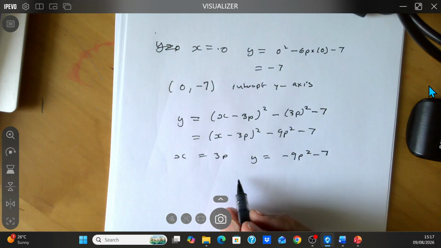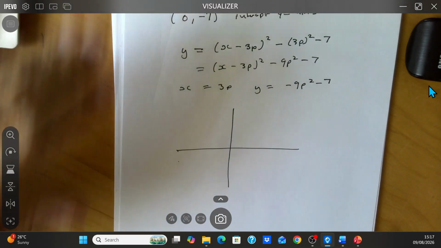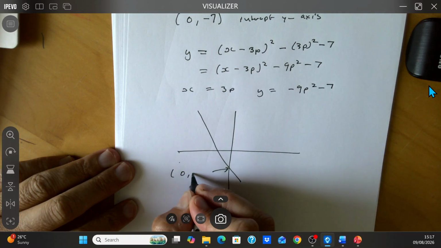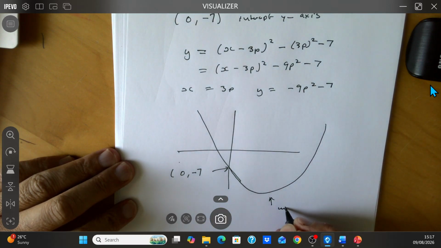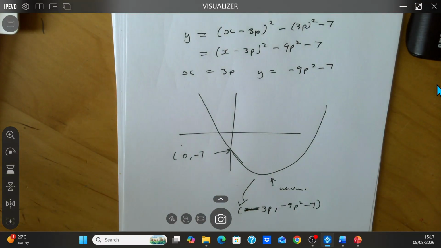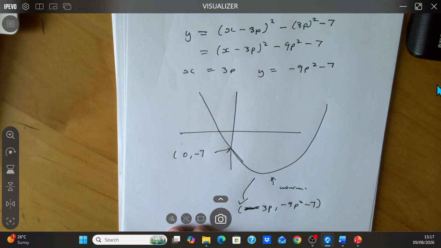minus 7. So if we think of the axis, which we're not going to draw, and we're just going to see it here, it's going to come down. That's the y-intercept, so that's 0 there. Then it's come up, and that's the minimum. And that is at x, well, 3p, minus 9p squared minus 7. That's all you've got to do. I think it's quite complicated doing that bit for the first time, but there we go.